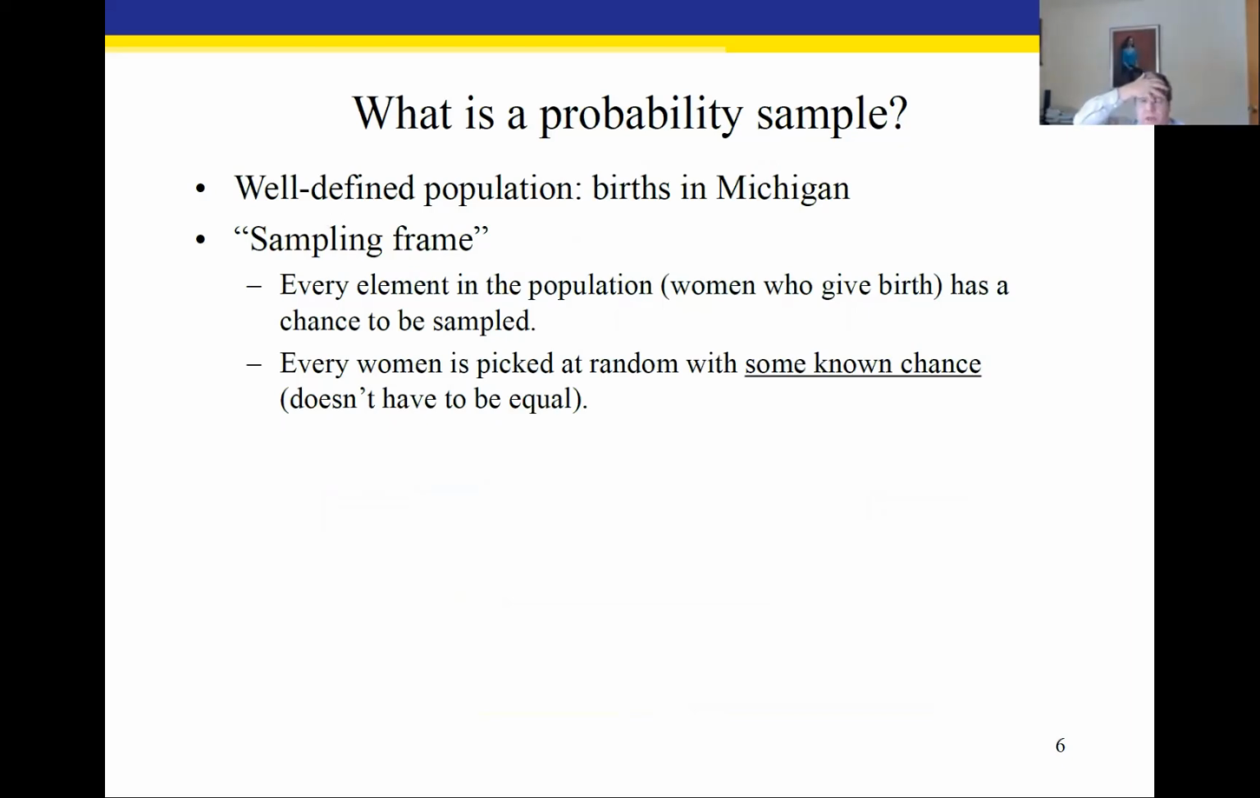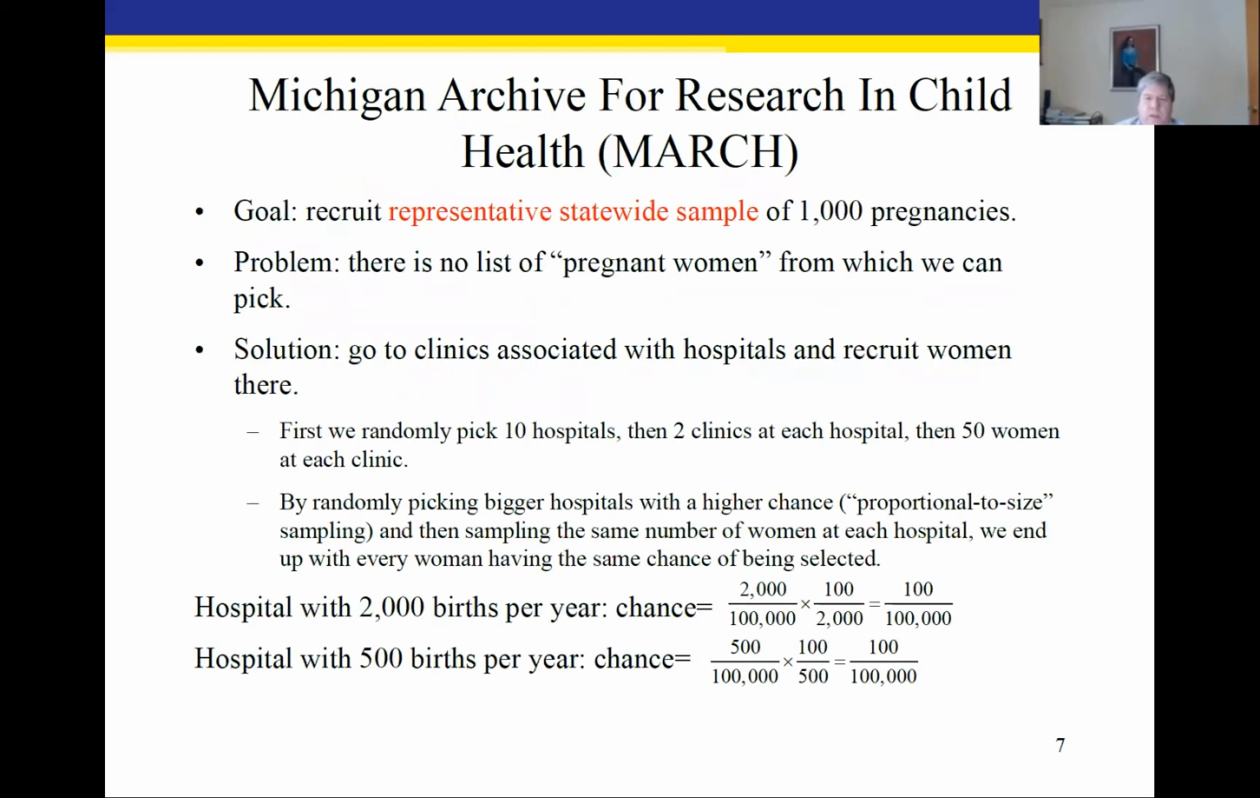And our sampling frame is basically going to be a way to sample the women who are giving birth so that every one of them has a chance to be sampled, and they have some known chance. It doesn't necessarily have to be exactly equal, but everybody has to have a chance to be in the study. So our goal here is to get this representative sample of 1,000 pregnancies.